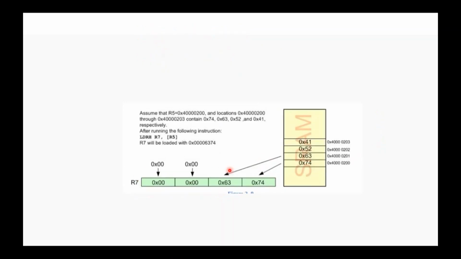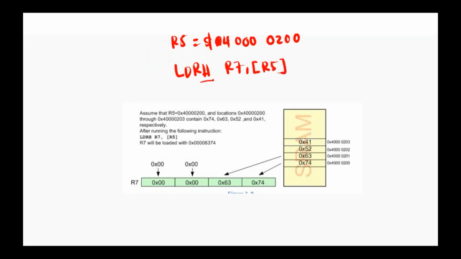Next, LDRH. Again, assume that the value inside R5 is 0200, and the instruction is LDRH R7, R5. So what happened here? Look at this one. Half means 16-bit. You're going to load a 16-bit number from the location pointed to by R5. You go to this location, 0200, and take only a 16-bit number. The 16-bit number is this number here. Put it into your R7.